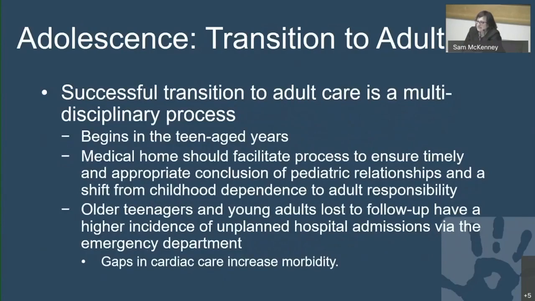As we mentioned, adolescence becomes a time of transition of care, and we're going to speak a little bit more about this later. But successful transition to adult care is a multidisciplinary process. It needs to begin in the teenage years, and the medical home or the primary care provider really should be able to facilitate the process to ensure a timely and appropriate conclusion of pediatric relationships and a shift from childhood dependence to adult responsibility. Older teenagers and young adults are often lost to follow-up during this period of time, and they have a higher incidence of unplanned hospital admissions through the emergency room, and gaps in cardiac care are felt to be linked to increase in morbidity.